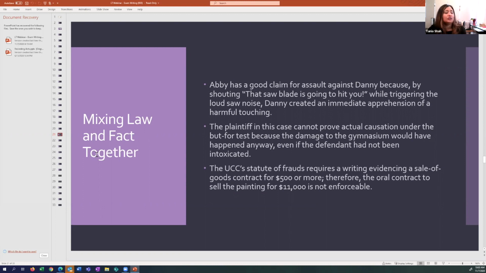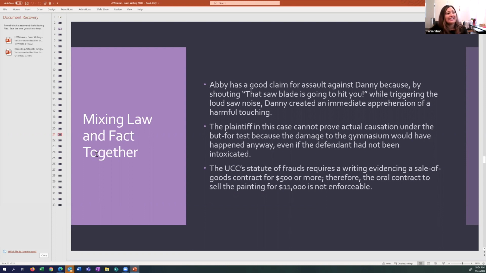Abby has a good claim for assault against Danny because by shouting that the saw blade is going to hit you while triggering the loud saw noise, Danny created an immediate apprehension of a harmful touching. That is a perfect analysis right there, right? Look at how you just don't need that much. It's just connecting the fact and explaining why it's significant to us.